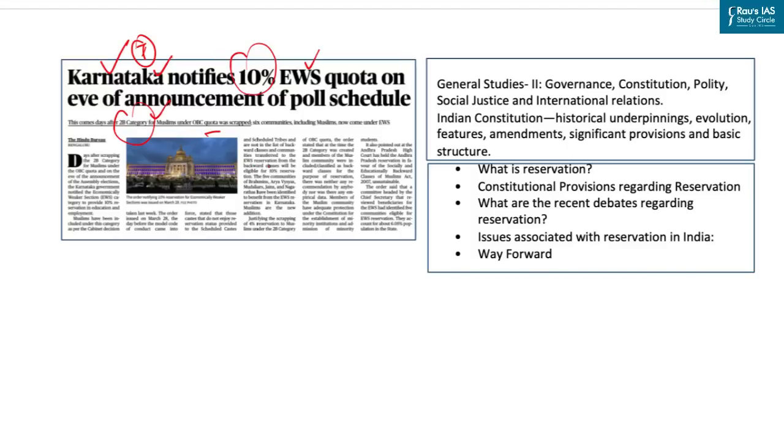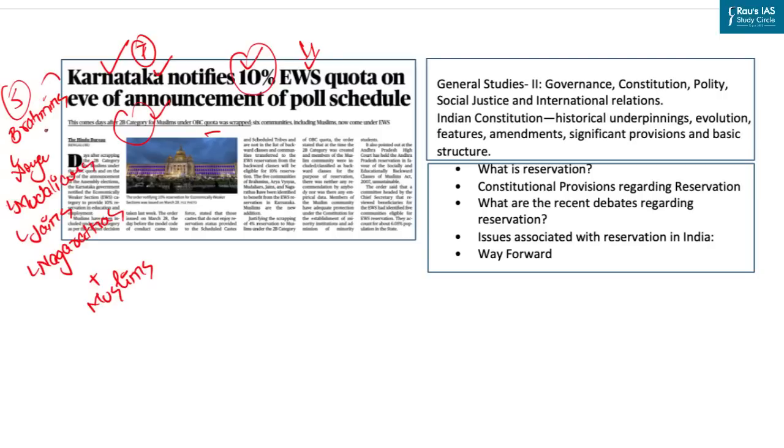The order issued on March 28, the day before the Model Code of Conduct came into force, stated that those castes that do not enjoy reservation status provided to the scheduled caste and scheduled tribes and are not in the list of backward classes and communities transferred to EWS reservation from the backward classes will be eligible for 10% reservation. The 5 communities of Brahmins, Aryavasyas, Mudaliyas, Jains, Nagarats have been identified to benefit from the EWS reservation in Karnataka. Muslims are the new addition.